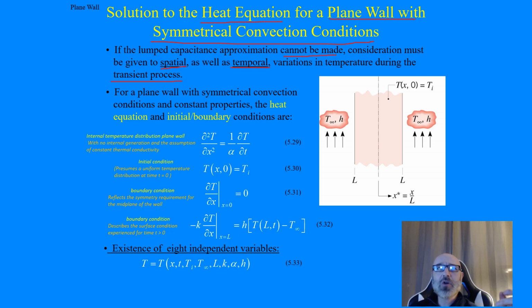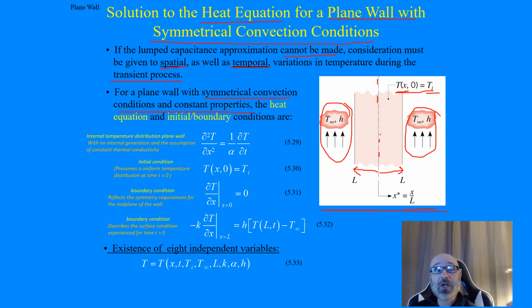Now let's take a look at our plane wall in this figure. We can see there's our center line, and we go out an equal distance L in our positive x direction and a distance L in our negative x direction. We can see we have an initial condition that T at a position x is equal to T sub I, our initial temperature, and we have our surrounding T infinity and H values symmetric on either side of this wall. So this is for a plane wall with symmetrical convection conditions and constant properties that we've just shown in our diagram off to the right.